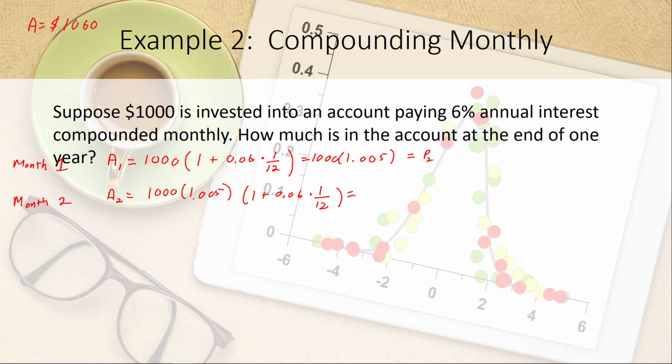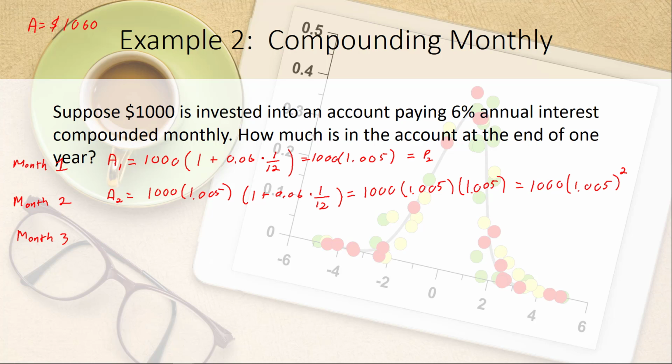So what we're going to have is that A2 is $1,000 times 1.005 times 1.005, or $1,000 times 1.005 squared. Okay, so that's month 2. You'll never guess what we're going to have for month 3. Month 3, well, you can probably notice the pattern.